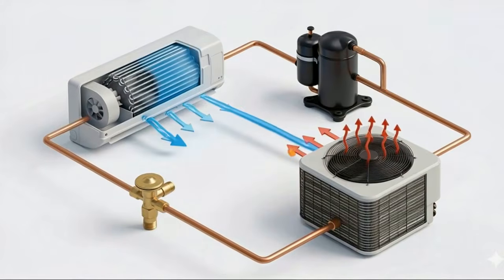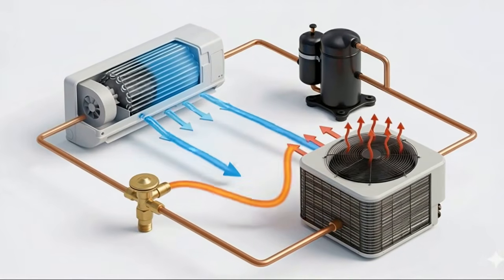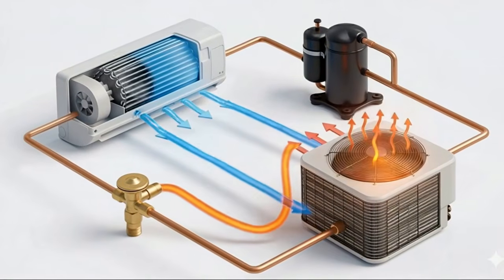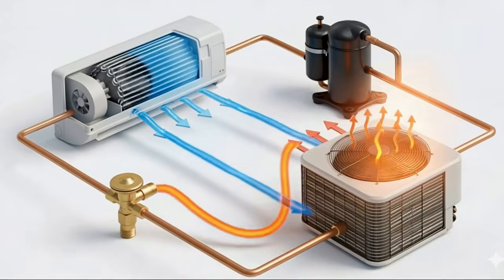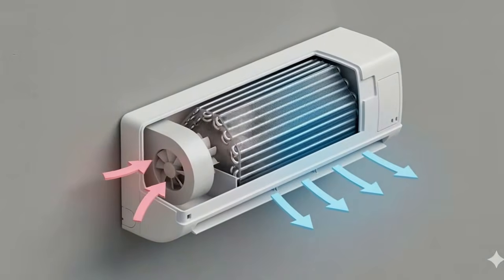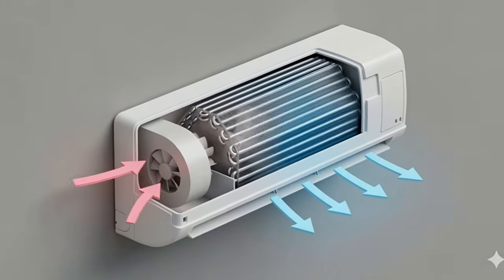A large fan blows outside air over these coils. Since the gas is now hotter than the outdoor air, the heat jumps off the coils and escapes into the environment. This is why the air coming out of the top of your outside unit feels so hot. It's literally the heat from your living room being dumped into the backyard.